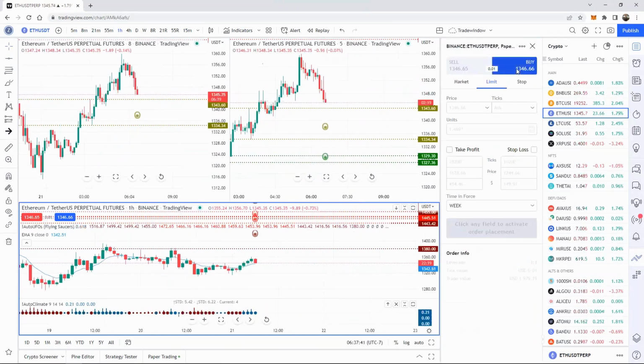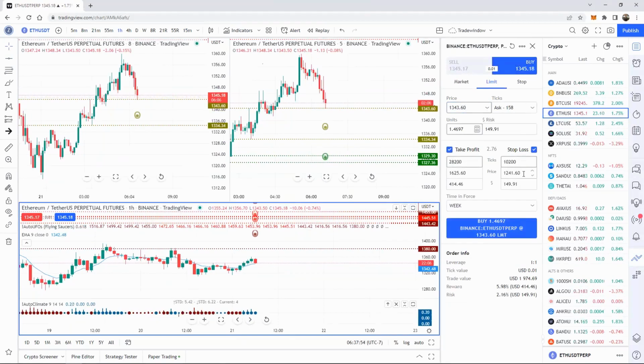So again, we're going to be buying, and we may need to just buy at a market price here because it just touched it right now, 60. So take profit, stop loss. For the stop loss, we're going to go, this is 1334.34 is the bottom of this.